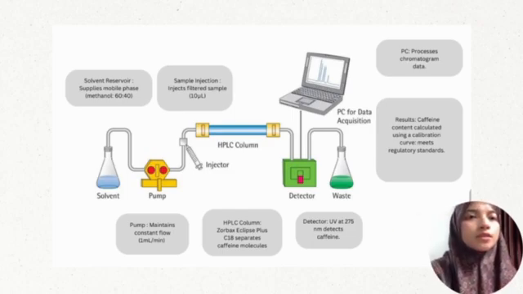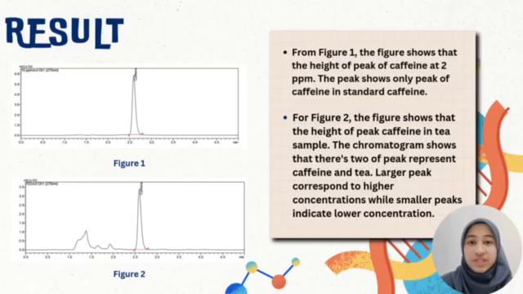From the result, you can see there are two figures of chromatogram. From figure 1, the figure shows the height of the peak of caffeine at 2 ppm. The chromatogram shows only the peak of caffeine in the standard caffeine. As for figure 2, the figure shows the height of the peak of caffeine in the tea sample. The chromatogram shows two peaks representing caffeine and tea. A larger peak corresponds to higher concentration, while a smaller peak indicates lower concentration.